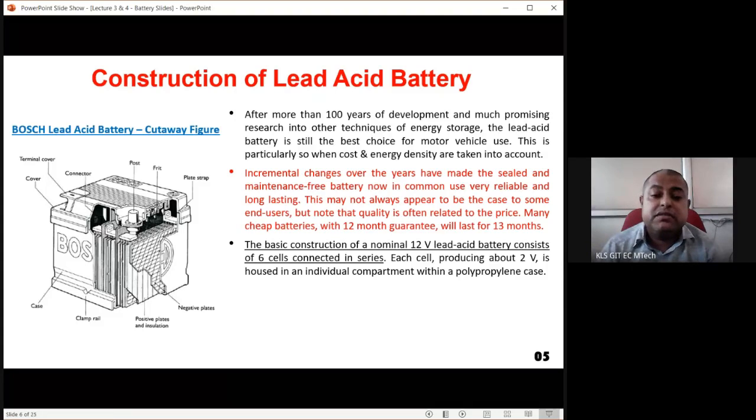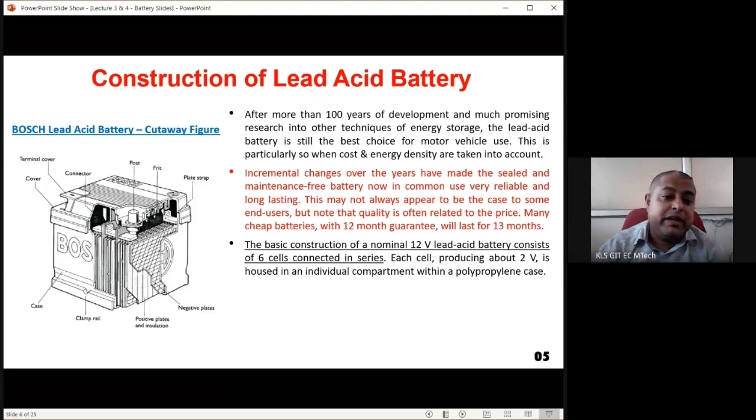The basic construction of a nominal 12-volt lead battery. So in the previous slide, whatever Bosch battery I had shown, it was shown as 12 volt. So 12 volt is what the lead acid battery can supply, and inside that there are 6 cells. Each cell might be producing 2 volt. So 6 cells connected in series produce 12 volt. That is what is written here, and each cell is housed in an individual compartment within a polypropylene case. So that is another thing you have to remember.